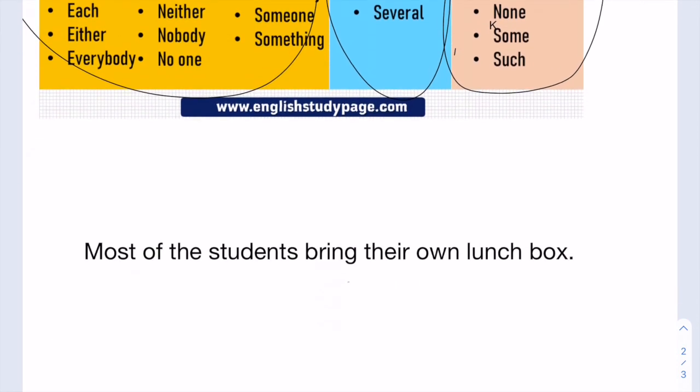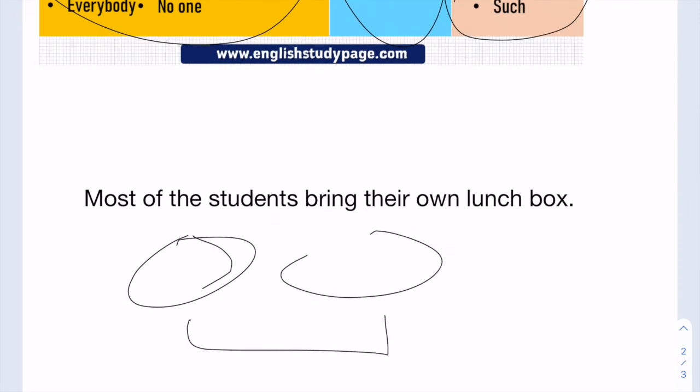So that's all about subject-verb agreement. You basically have to find the subject and the verb and find out whether the two match.